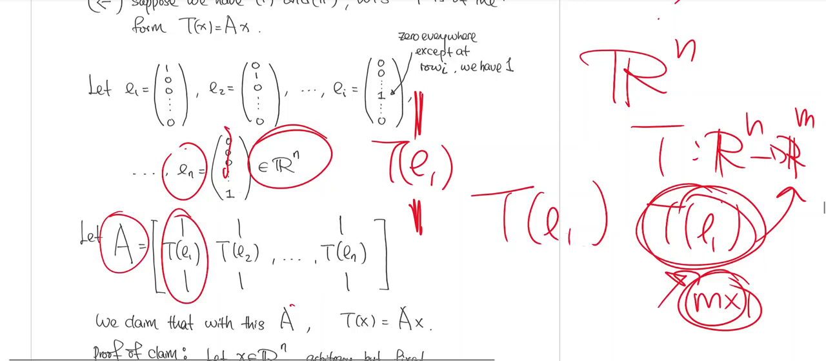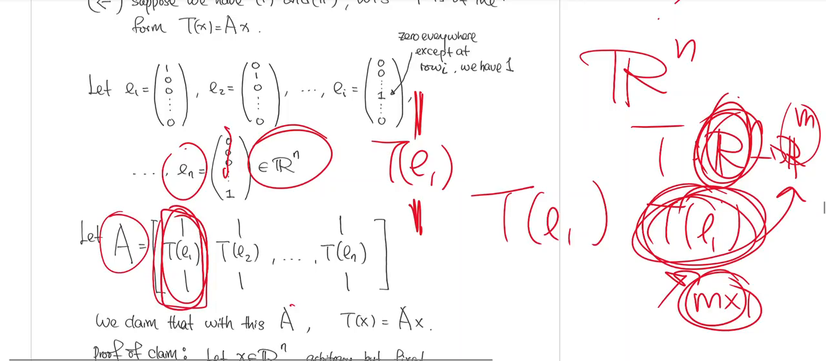So T(e1) is defined. I have a mapping that takes R^n to R^m, so you take all the elements in R^n and map them to R^m. So T(e1) is obviously defined as something. I don't know what it is, but I decided to put it as the first column of my matrix A.